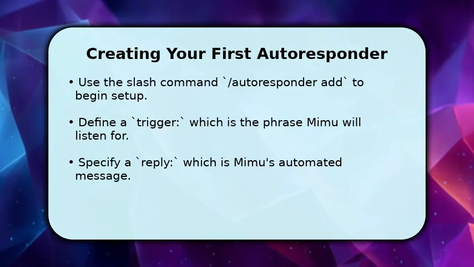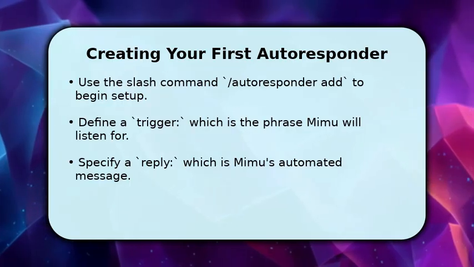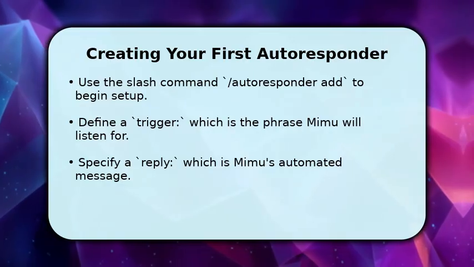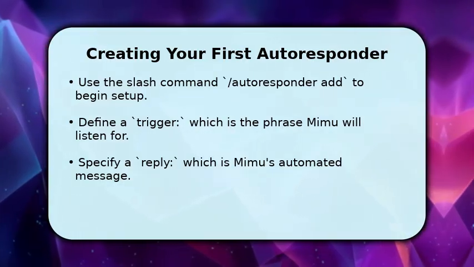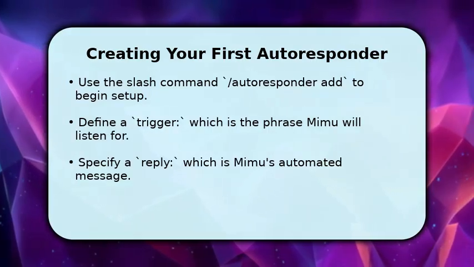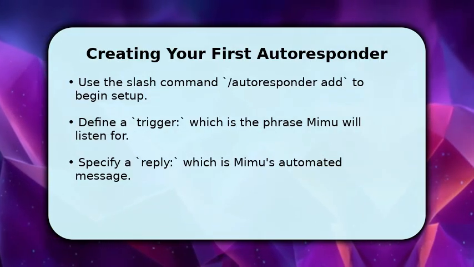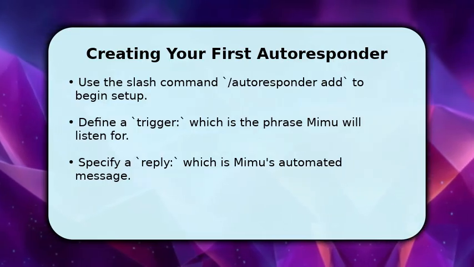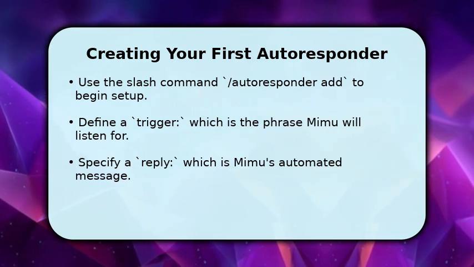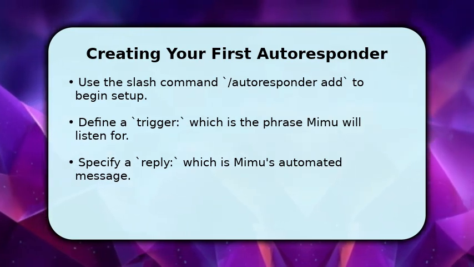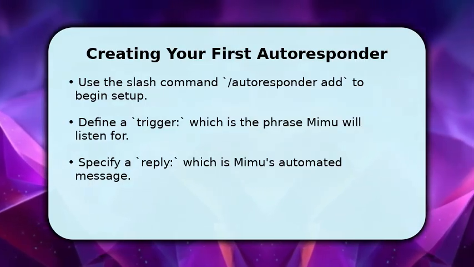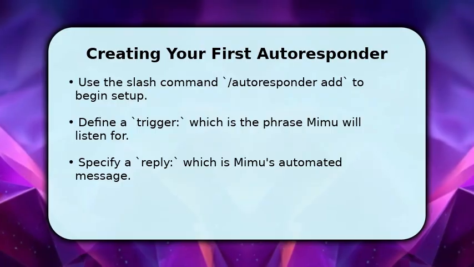To create your very first autoresponder, you'll use a straightforward / command. Simply type /autoresponder add followed by your chosen trigger and reply. The trigger is the exact word or phrase that will make MIMU respond, and the reply is the message MIMU will send back. For instance, if you want MIMU to say hi there, when someone types hello, you would use the command /autoresponder add trigger, hello reply, hi there. It's that easy to set up a basic automated response.